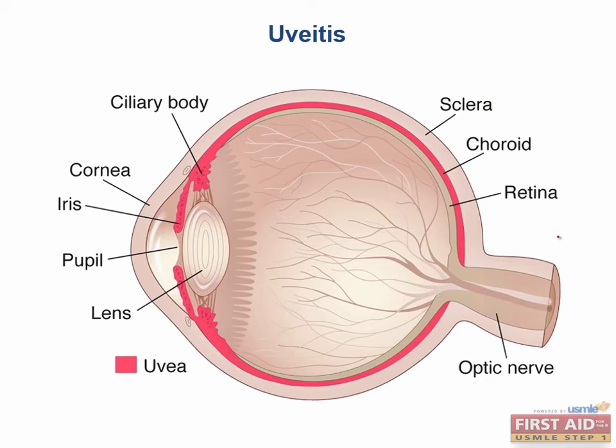Uveitis is inflammation of the uveal coat. Now, the uveal coat includes the iris, the ciliary body, as well as the choroid. You can see the parts of the uvea shown here in red. Now, uveitis is commonly seen in many systemic inflammatory disorders.